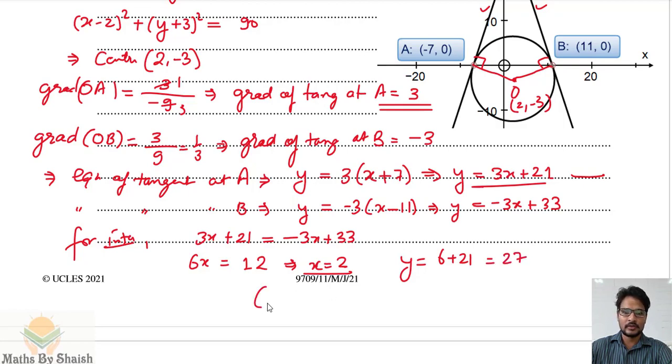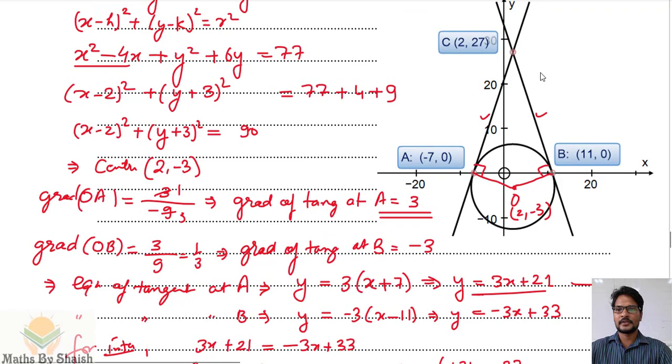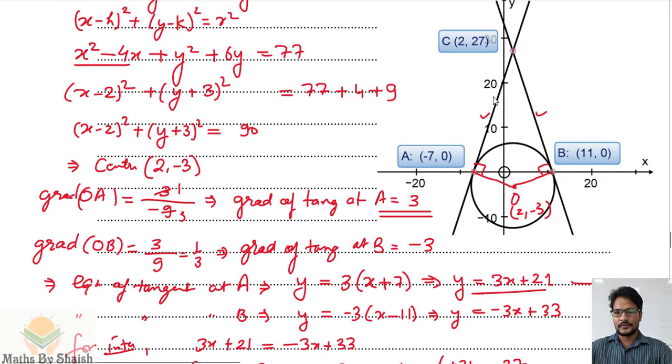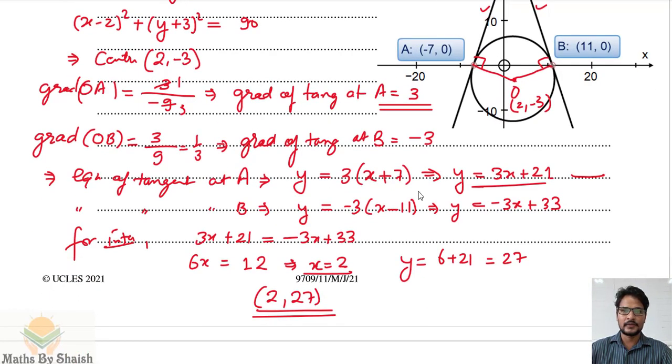So the coordinates of the intersection point of these two tangents are (2, 27), and that's what we have seen from the software as well. So that's the answer for it. I hope it is clear. Let's do the next question.